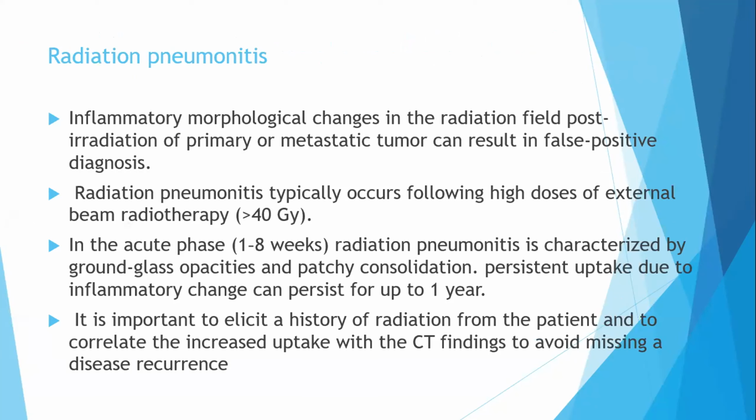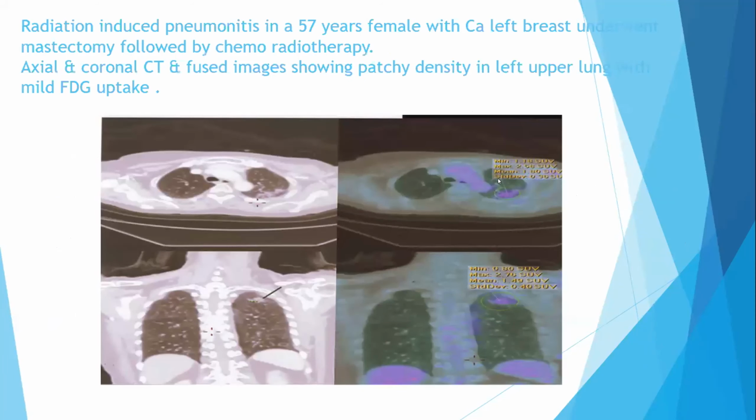Radiation pneumonitis, another important entity, may occur after radiation therapy for up to 1 year. So it is important to elicit a history of radiation from the patient and to correlate the increased uptake with the CT findings to avoid missing a disease recurrence. That is radiation pneumonitis due to radiation therapy for breast cancer.